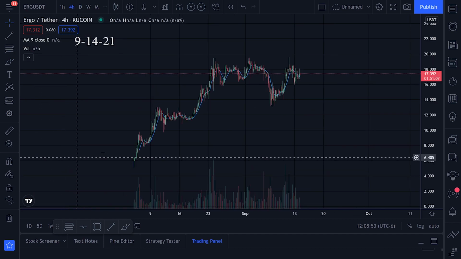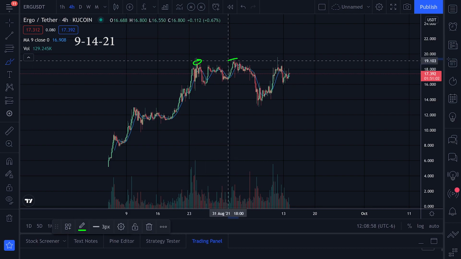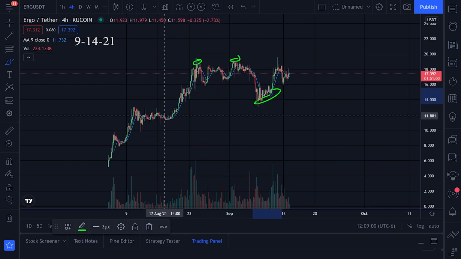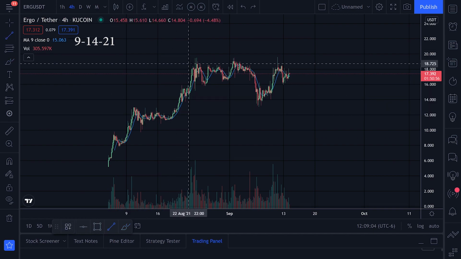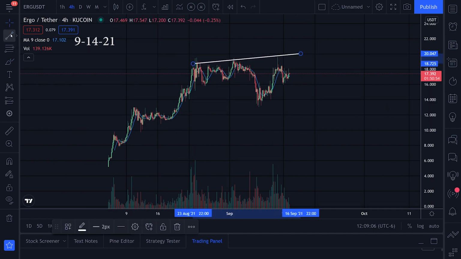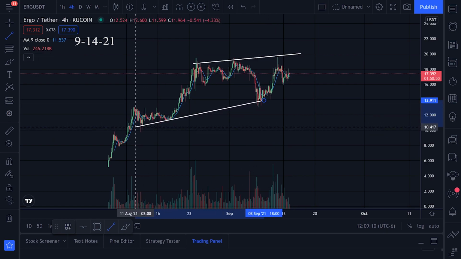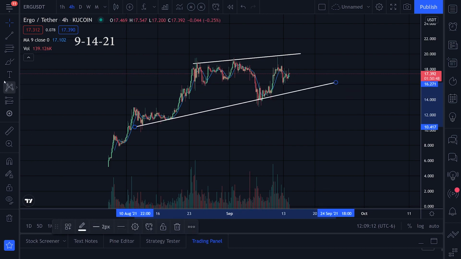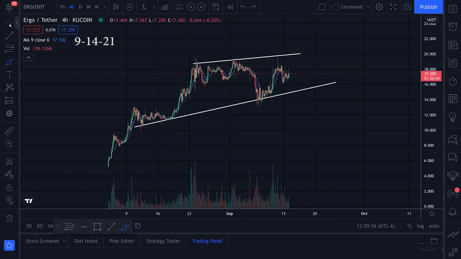Alright, so next chart we're going to look at is Ergo. Alright, so here's what I'm looking at. We have resistance right here, resistance right here. We have support right here and support right here pretty much. Let's do some trend lines. Something like this, maybe a top like that. And then we have a bottom right here and maybe something like this actually. I'm looking at this support right here and this support right here. So let's do a trend line, something like that.